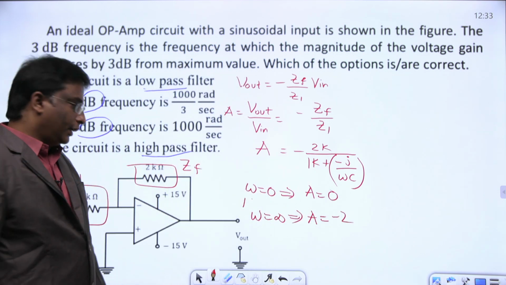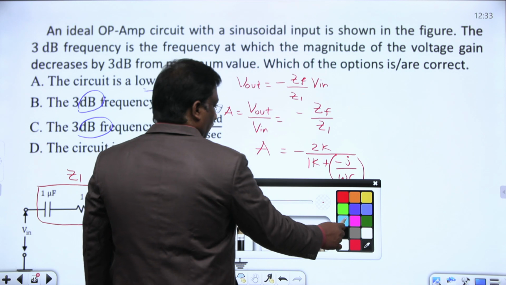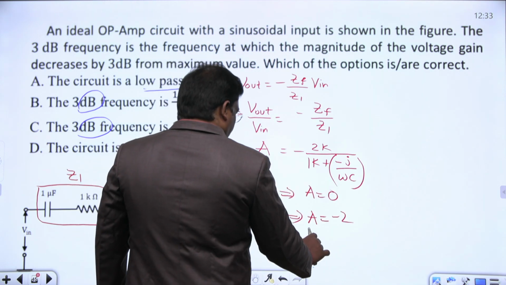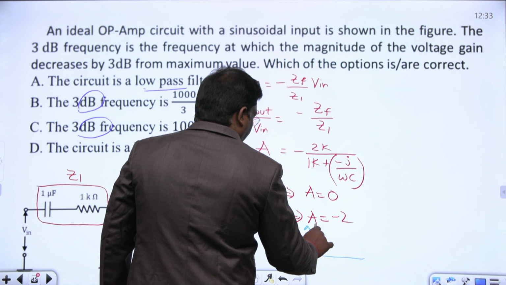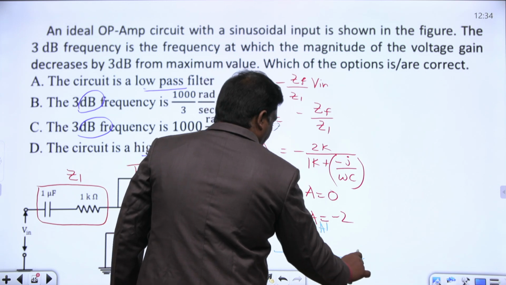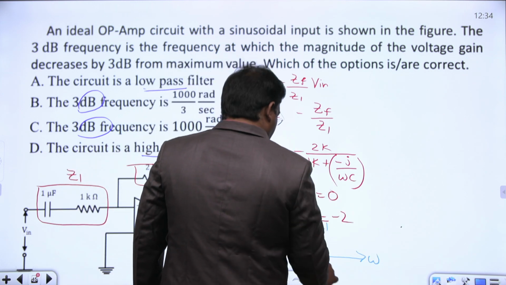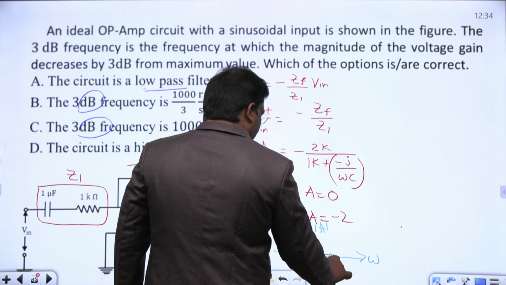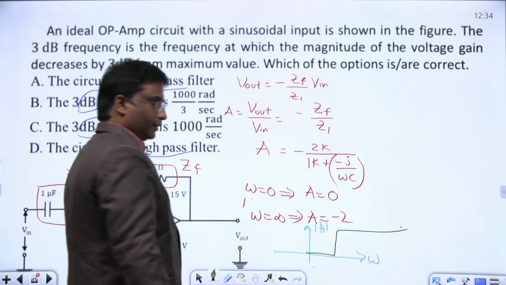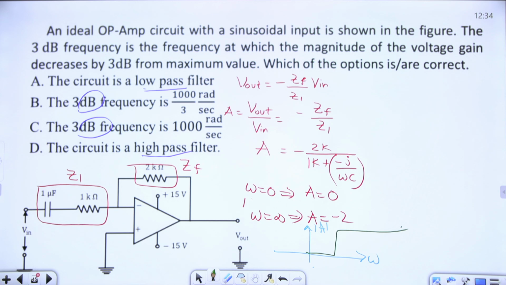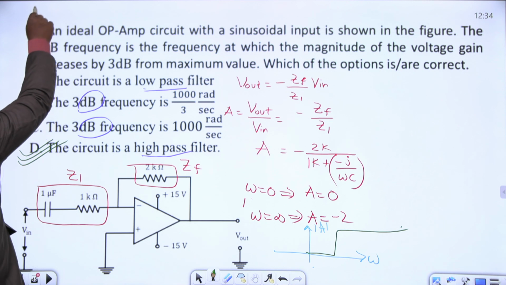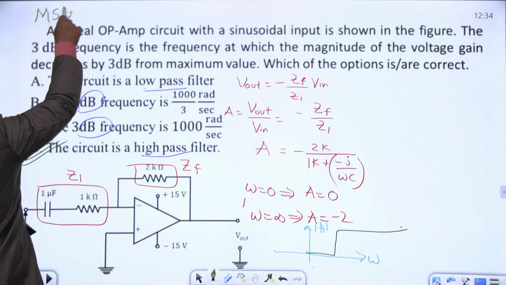From this, what conclusions can we draw? I plotted gain with respect to frequency, and this function is not allowing low frequencies but allowing high frequencies, something like this. Then which type of filter is it acting as? High pass filter. And the given question is an MSQ, a multiple select question, meaning more than one answer is correct.